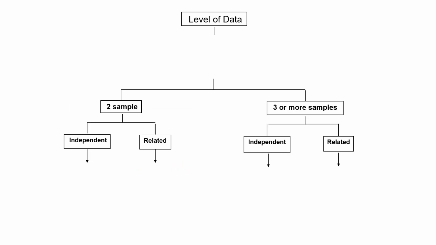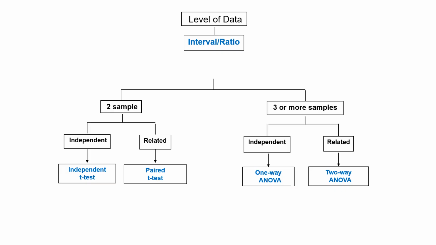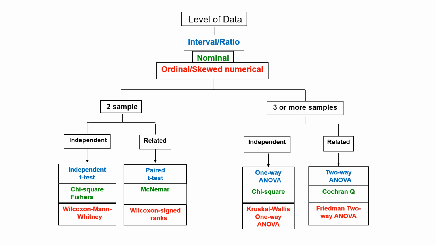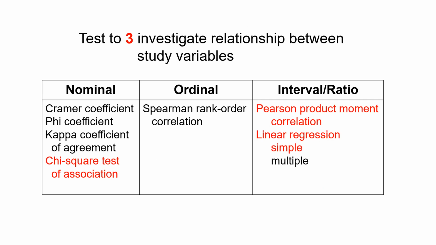Here's another way to look at it, through the use of an algorithm to help one decide what appropriate statistical test to use based on the factors to be considered. This table classifies the tests to use based on the objective of determining relationship between study variables according to the level of measurement.